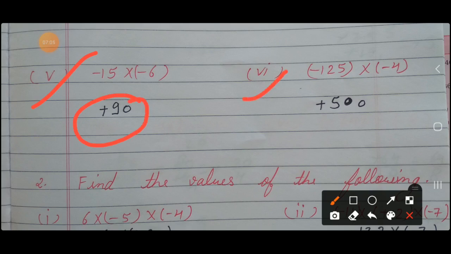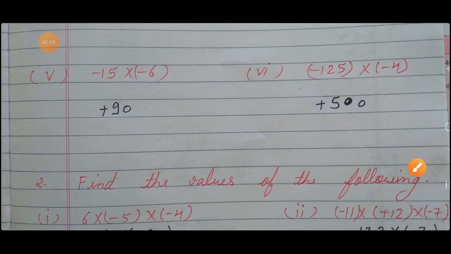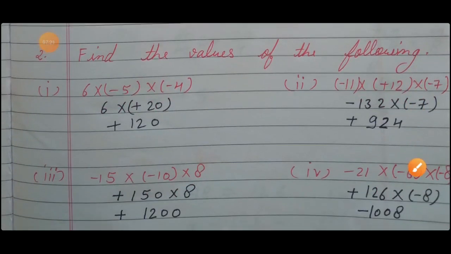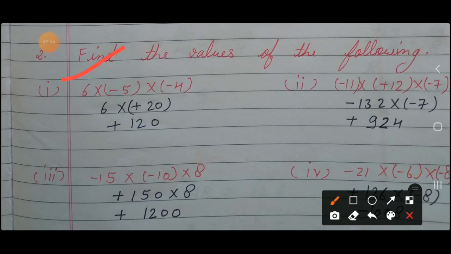Sixth, minus 125 multiply by minus 4. Minus minus plus. 125 multiply by 4, 500 with a positive sign. Rest part, try yourself. Come to question number 2. Find the values of the following. First part is here.